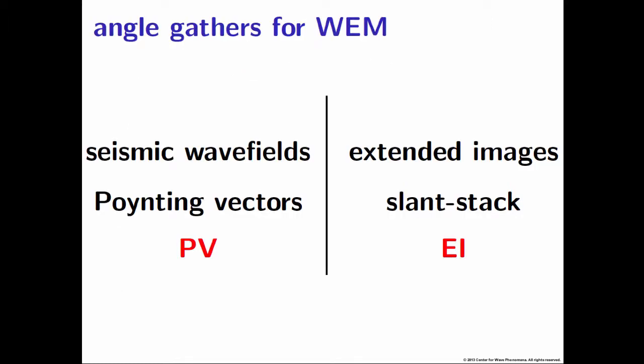So the first method is a direct decomposition of seismic wavefields using the Poynting vectors. And the alternative method is in the image domain, using the extended images, with decomposition using slant stacking, or a radial trace transform in the Fourier domain. And the labels you'll see in my presentation are PV for the Poynting vector and EI for the extended images.